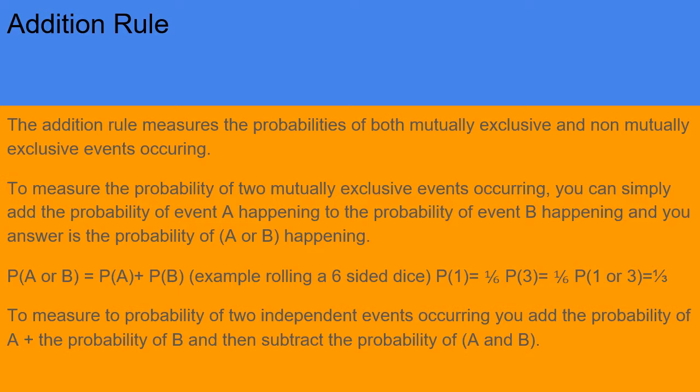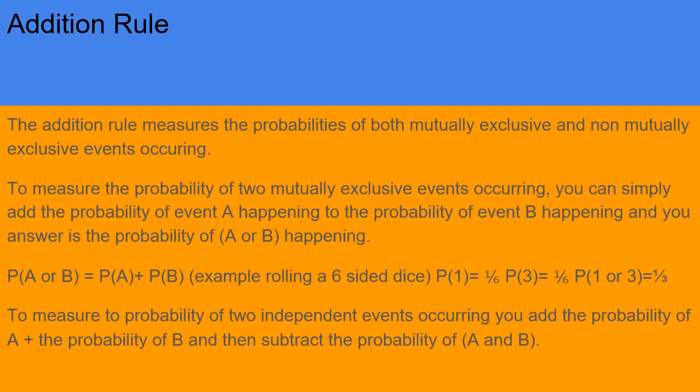It's the most basic event possible. There's a 1/6 chance of you rolling a 1 on a 6-sided dice. There's a 1/6 chance of you rolling a 3. Now, let's say you win if you roll a 1 or a 3, you would add the two together. So it would just be 1/3. So when it comes to mutually exclusive events, the addition rule is literally just A plus B, the probabilities of them together. Now, when they're non-exclusive, that's where it starts to get a little harder.